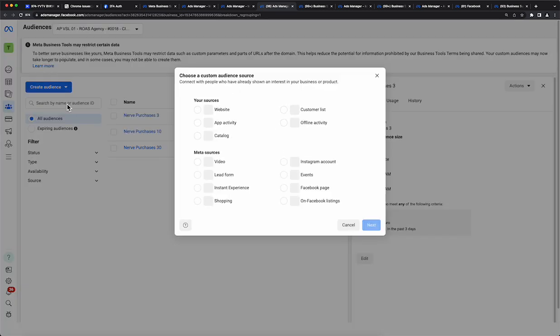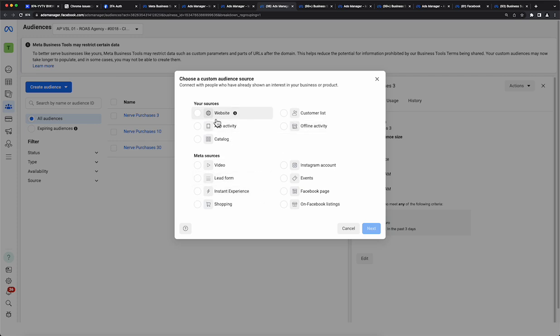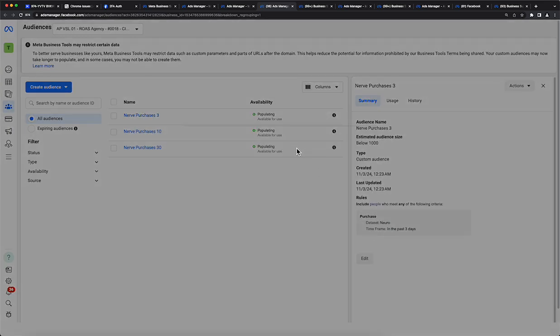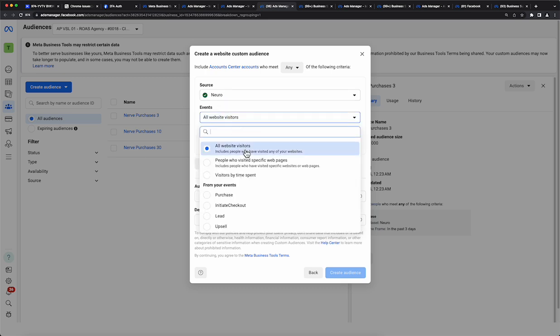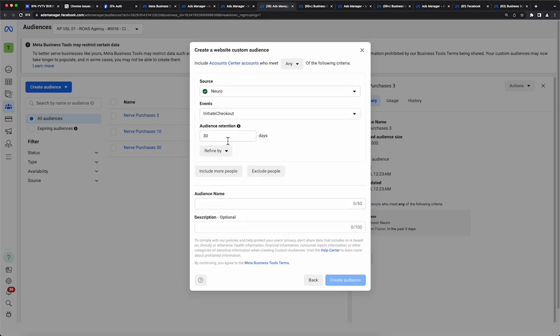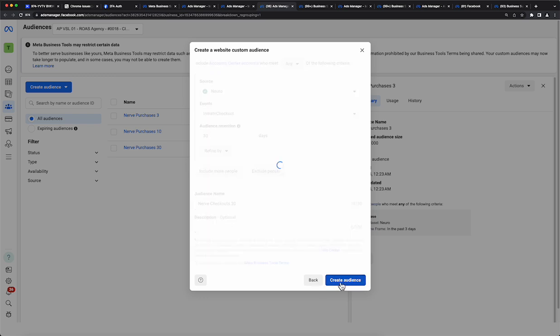So then what I could do is, that's my purchases, so let's do checkouts as well, right? So a website, and we could do the exact same structure, 30, 10, free. So now instead of all website visitors or purchases, we do checkouts, and let's do 30 again, and let's call it Nerve checkouts, 30. And let me grab that so I don't have to type it out again.